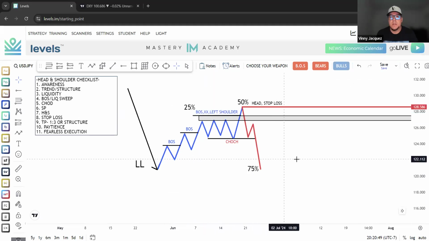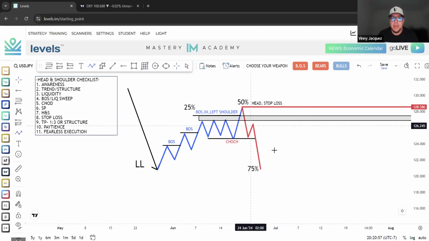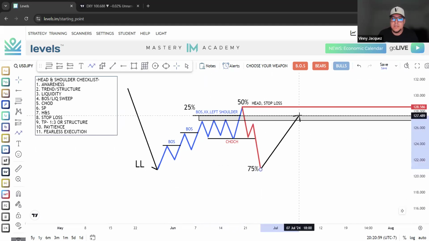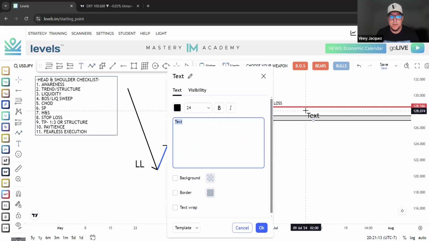Okay. So now I'm looking for sales off of this box. So I don't have a right shoulder, right? Not yet. Once the market touches this gray box right here, as soon as it touches it, that's my right shoulder. So I'm looking to sell in this area. So once that happens, that would be 100% of the setup. 100%, guys.